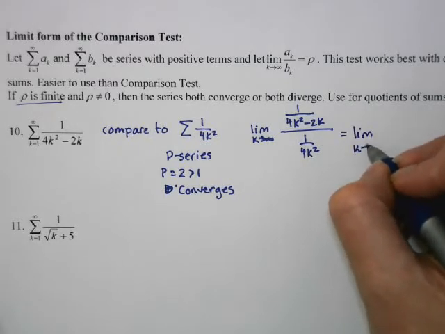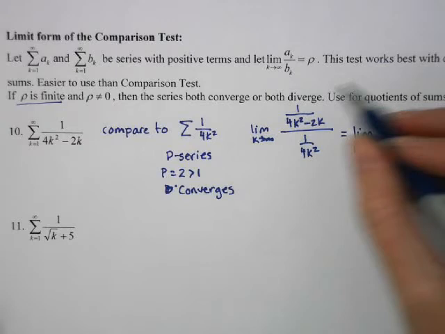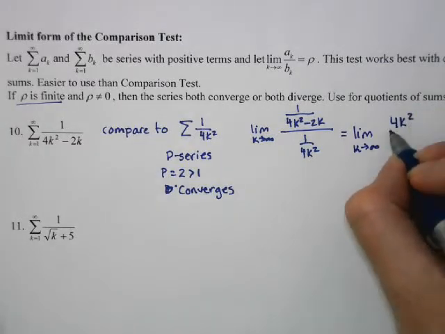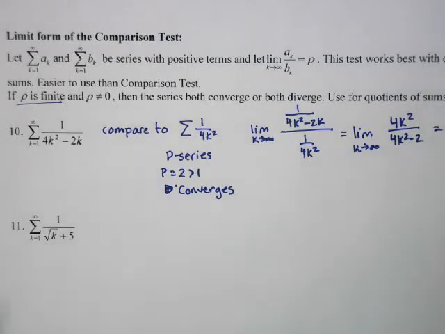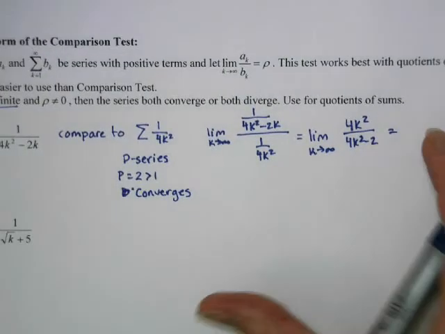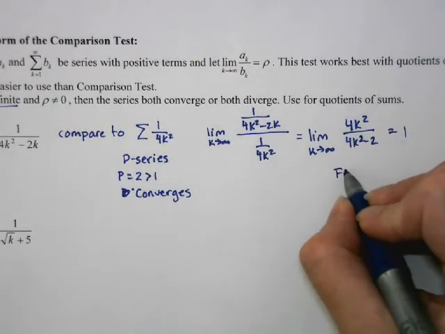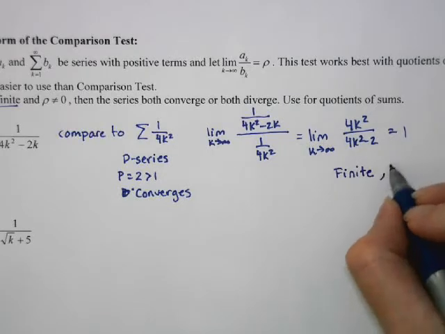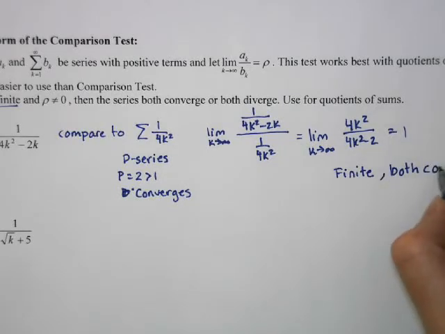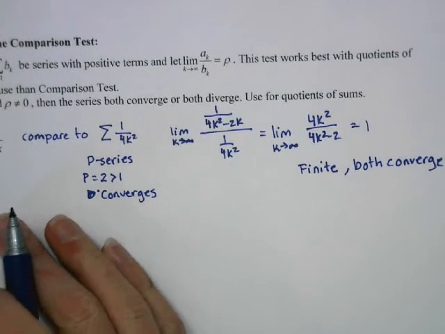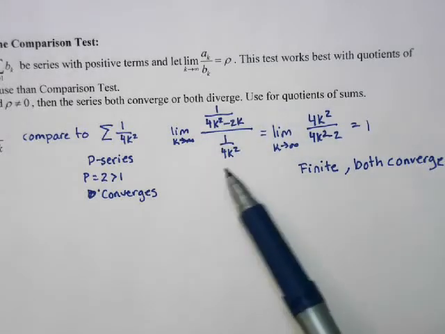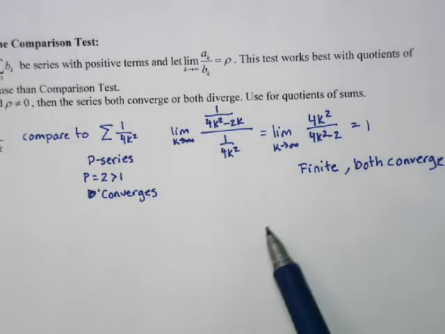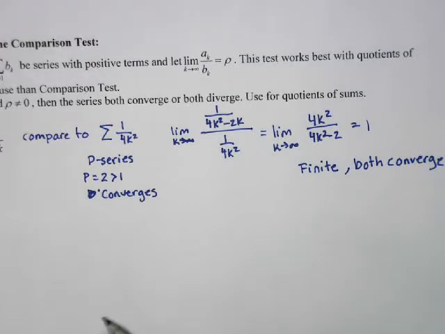So this is going to be the limit as k goes to infinity of, when I multiply by the reciprocal, we're going to have 4k squared over 4k squared minus 2. That limit is going to just be 1, which is finite, which means they both converge. So that's how you do the limit comparison. We take the limit of two similar things. If it equals a finite value, then they both behave the same, whether they're convergent or divergent.